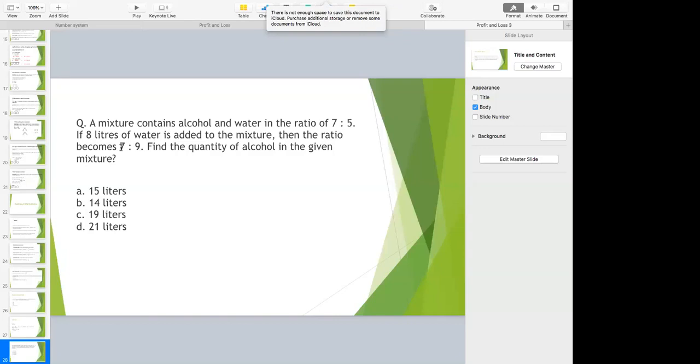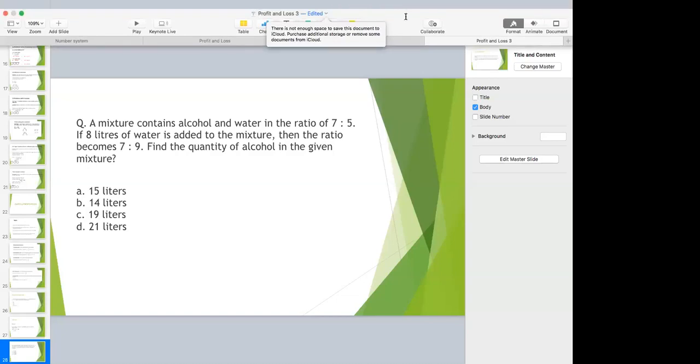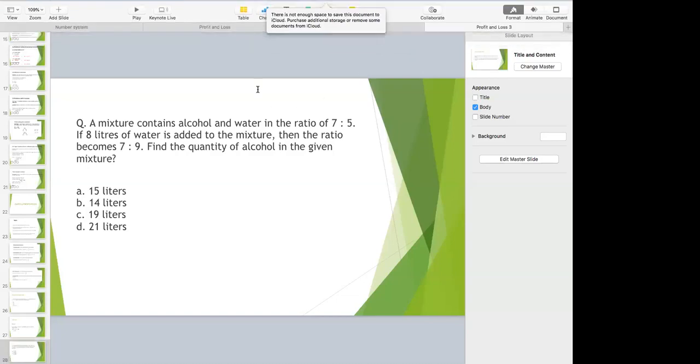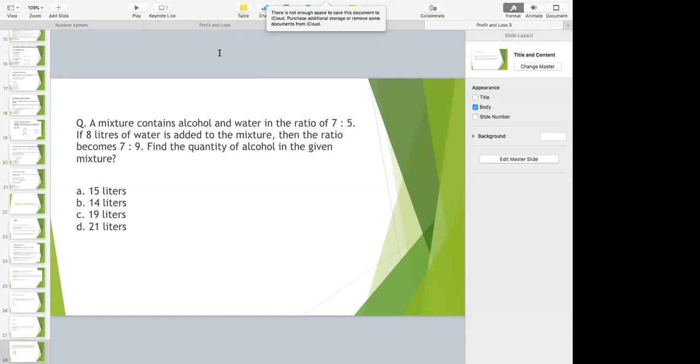So when you identify this thing in the question, that the alcohol ratio value is the same in the two ratios, and the change is only in the ratio value of water, while also according to the question the change is there in the actual quantity of water, then it will become very easy, because this 8 liters of change came because of the ratio change.